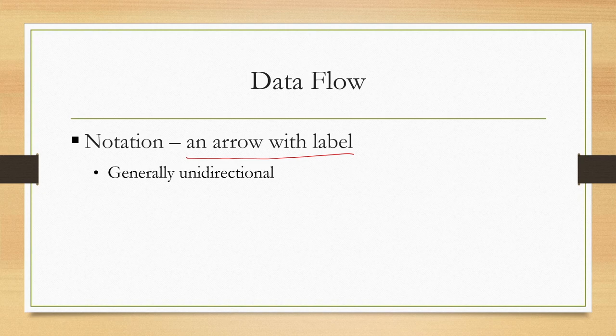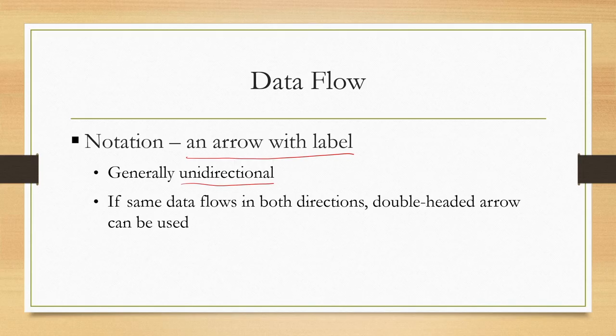Now, when we are drawing data flow or representing data flow, generally the arrow is unidirectional. However, if the same data flows between two elements in both directions, then we can use a double headed arrow to represent the same rather than using two arrows in opposite direction. So, that will be a shorthand notation for indicating movement of data in both the directions.